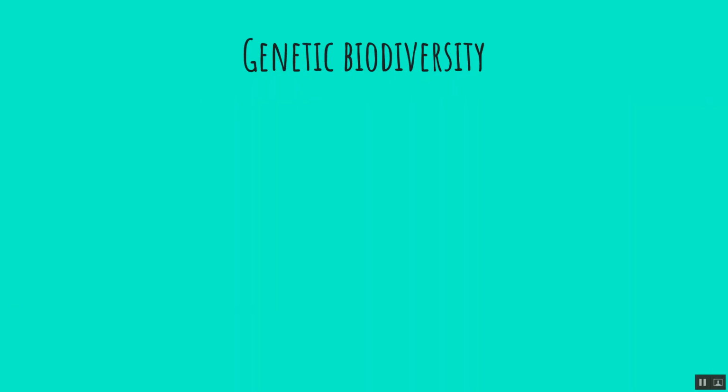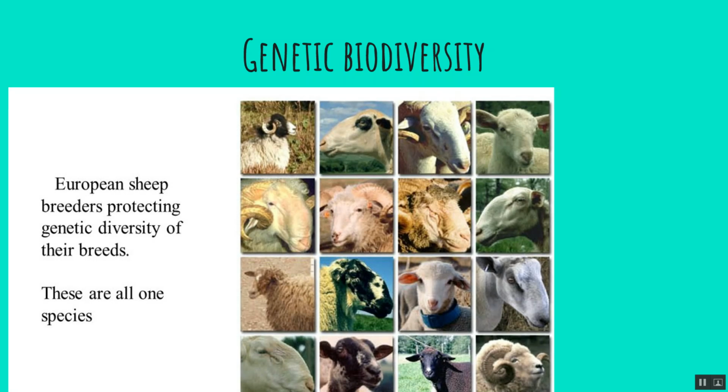The second type is genetic biodiversity. So this is the biodiversity or variety of genes in one species. So for example, these are all the same species of sheep. It's the same type, but they all look different because the farmers are making sure that there's genetic diversity in there. This is why we all look different. We don't look the same.